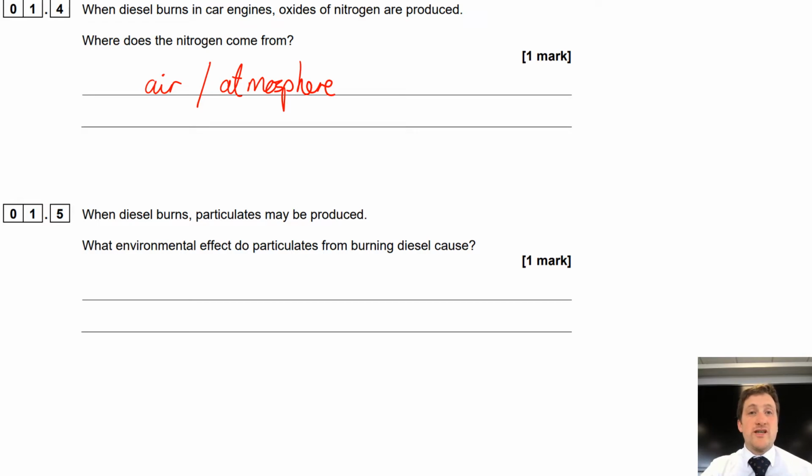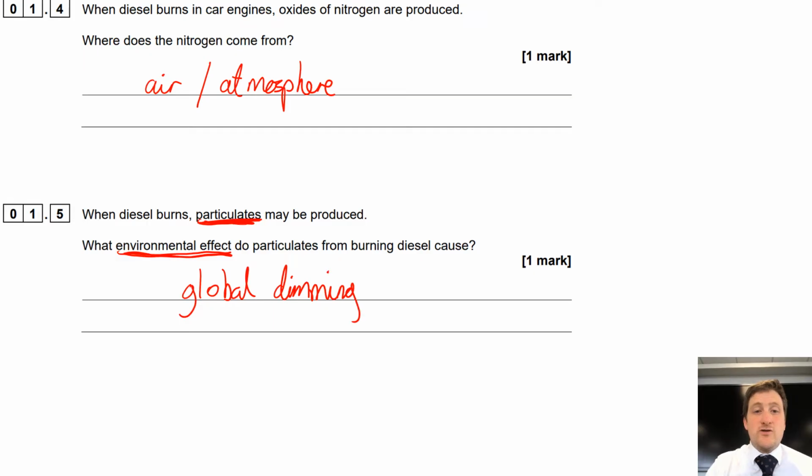When diesel burns, particulates may be produced. Now, particulates, again, we're coming back to this at the very start of the question. Did we think about all these different atmospheric pollutants? We've talked about methane in our balancing symbol equation. We've just looked at oxides of nitrogen. We're now looking at particulates. We're going through a lot of these, okay? What environmental effect? Now, environmental means the world around us. It doesn't mean humans individually for me. It means the world around us. And again, from our learning, the only environmental impact or effect that we absolutely need to know is that particulates cause global dimming.